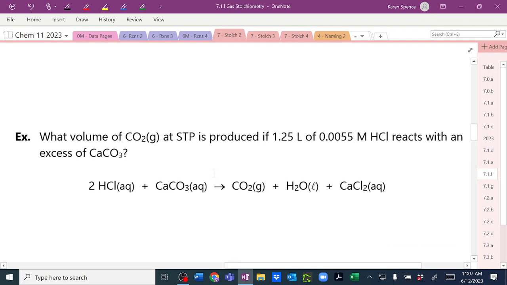Okay, let's map this problem. What is our known substance here? Tell your partner, who is the known and who is the unknown? Tell your partner, who's the known? Who's the unknown?